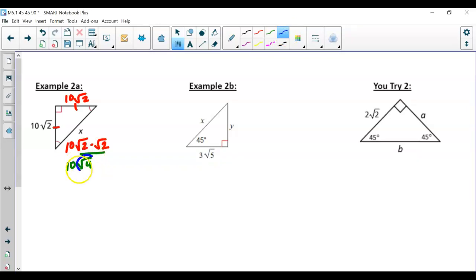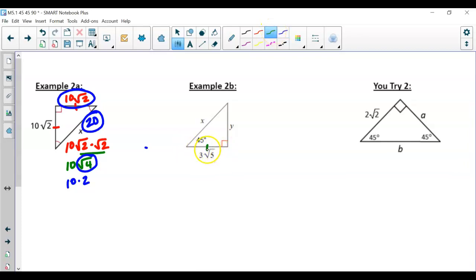Well, what is the square root of 4? It's actually a perfect square, 2. So this is just 10 times 2, which is 20. So the hypotenuse ends up being 20. And the other side was the same because it's an isosceles. So same thing here.